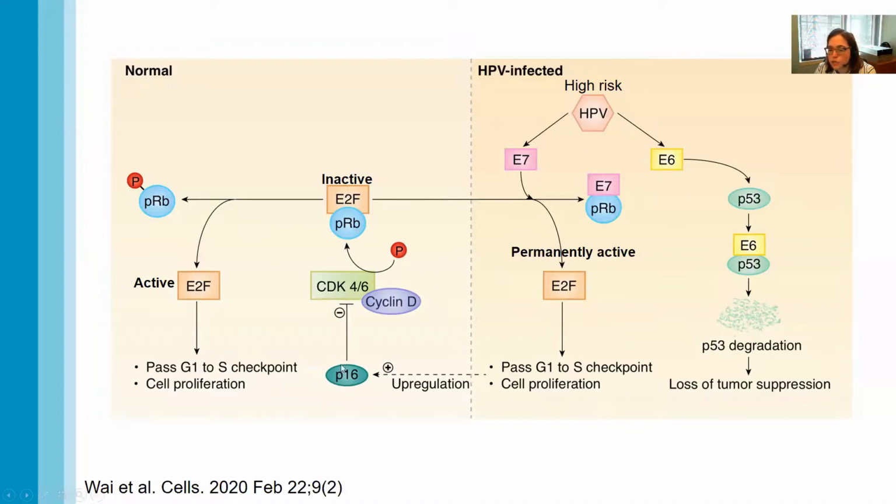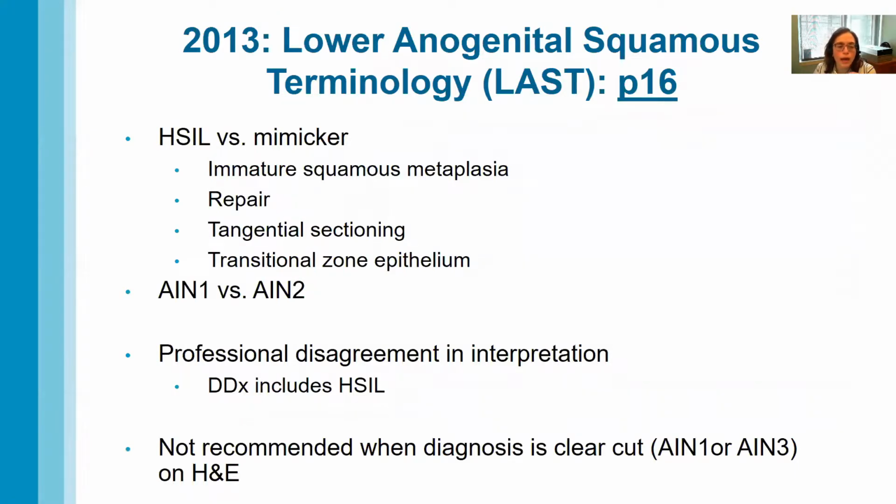Now, p16 is a tumor suppressor and negative regulator of this CDK4/6 complex. In HPV infection, shown here on the right, the overexpression of the HPV E7 oncoprotein hijacks this pRB, setting E2F free into a permanently active state and allowing for cell proliferation. And then, in a regulatory feedback attempt, p16 is upregulated, and we can exploit that upregulation of p16 to help us classify lesions as high grade in cases that are histologically equivocal.